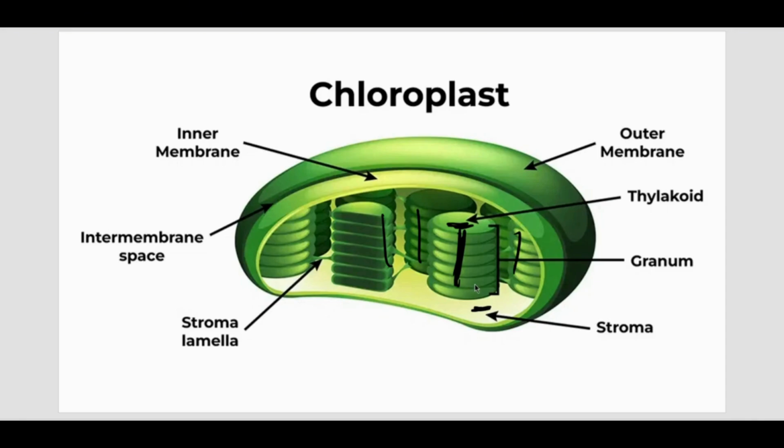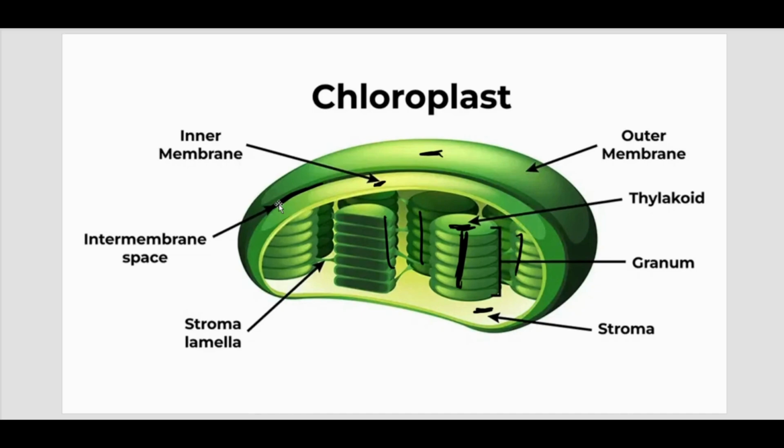We also have the stroma, which is the fluid that surrounds the thylakoids, or the fluid inside the chloroplast. And we also have the lumen. The lumen is the space inside of the thylakoids. We also have the inner and the outer membrane, and also the intermembrane space. Basically, the intermembrane space is the space between the inner membrane and the outer membrane of the chloroplast.